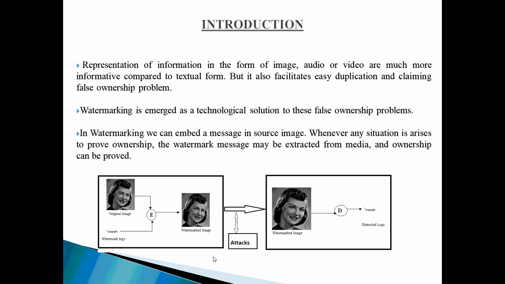If we talk about image watermarking, in watermarking we can embed a message in a source image, and whenever any situation arises to prove ownership, the watermark message may be extracted from the source image and ownership can be proved. This is the process where this is the original image and we embed a watermark logo in this, and then this is the final watermarked image. It is sent to some other source, and if we have to prove the ownership, then we can apply the algorithm and extract our copyright message.